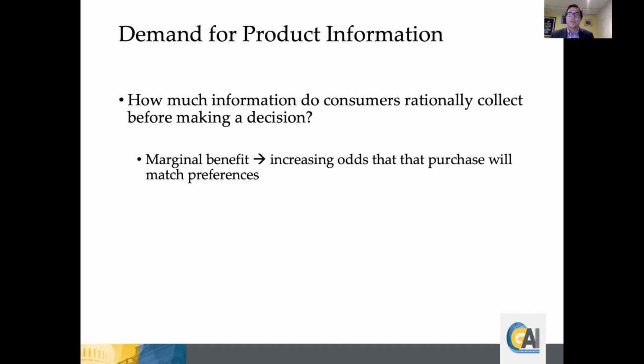Well, if we're rational, like most consumers and firms are in most instances, we weigh the marginal benefits against the marginal costs. We already talked about what the marginal benefit is of gathering additional marketplace information. As we gather more information, we increase the odds that this purchase that we're making is going to match our preferences. Well, what is the marginal cost of gathering more marketplace information? Well, it's the opportunity cost of the time to gather and process this information.